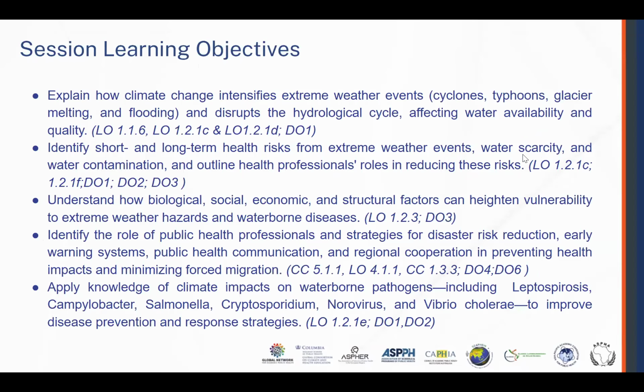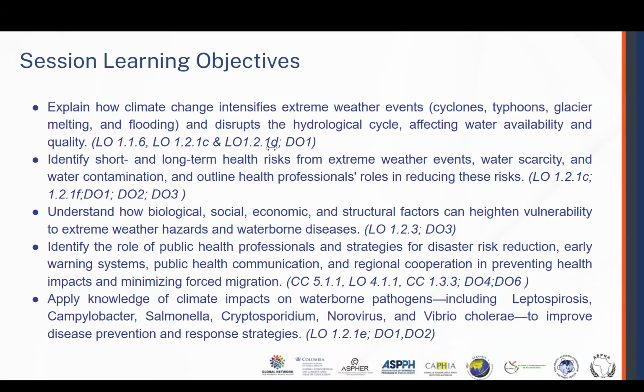For our learning objectives for this session, we have to explain how climate change intensifies weather events and disrupts the hydrological cycle, affecting water availability and quality, to identify short and long-term health risks from extreme weather events, water scarcity, and water contamination, and outline health professionals' roles in reducing these risks, to understand how biological, social, economic, and structural factors can heighten vulnerability to extreme weather hazards and waterborne diseases, to identify the role of public health professionals and strategies for disaster risk reduction, early warning systems, public health communication, and regional cooperation in preventing health impacts and minimizing forced migration, and to apply knowledge of climate impacts on waterborne pathogens, including those listed here, to improve disease prevention and response strategies.